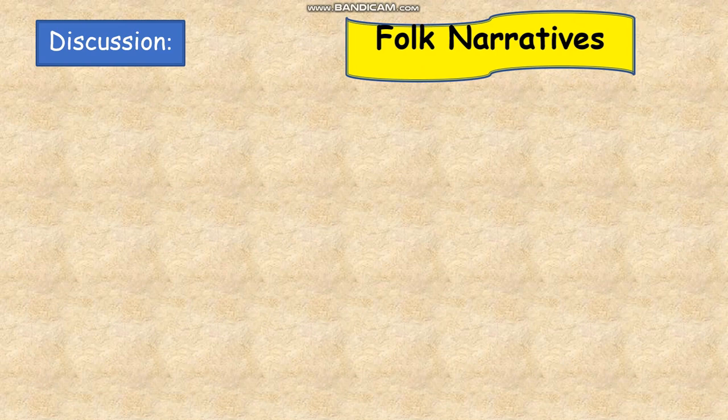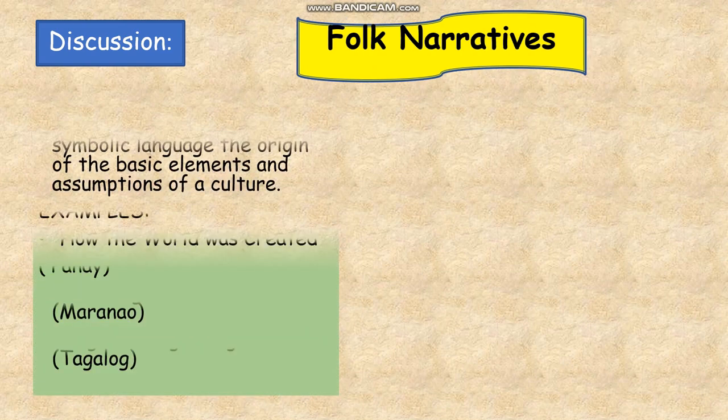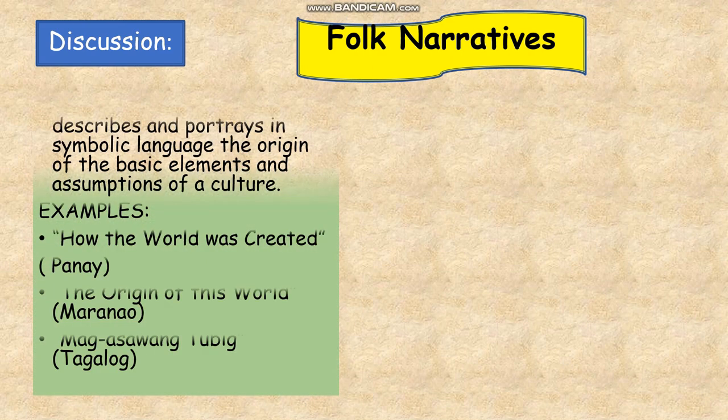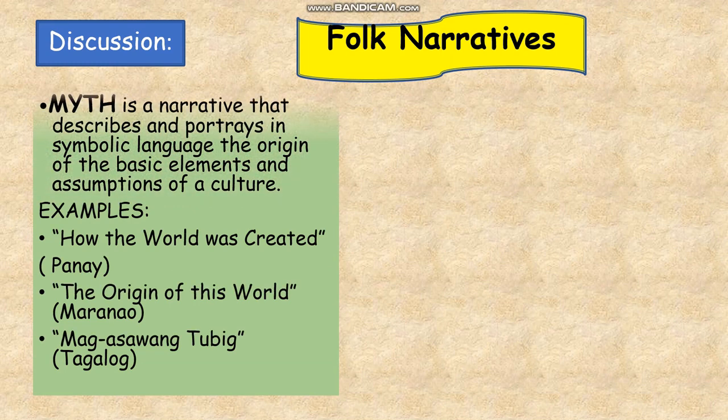There are different types of folk narratives. The first one is myth. Myth is a narrative that describes and portrays in symbolic language the origin of the basic elements and assumptions of a culture. There are different examples of myth in the Philippines. I have here How the World Was Created, Panayan version, or The Origin of This World, from Maranao, or Mag-asawang Tubig, from Tagalog.